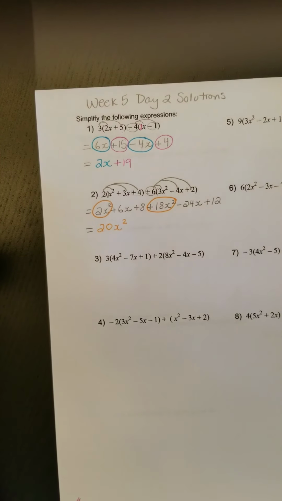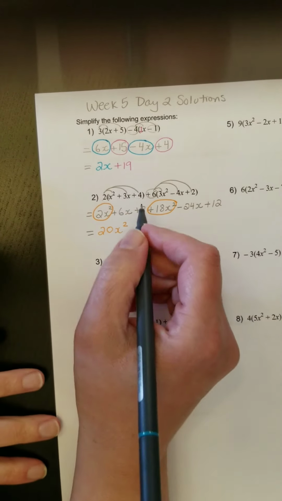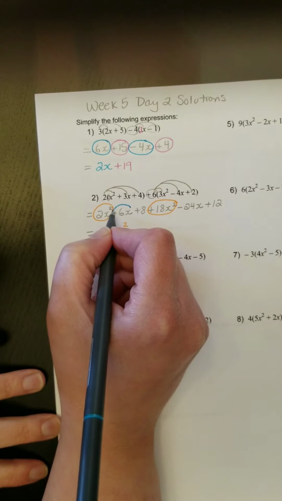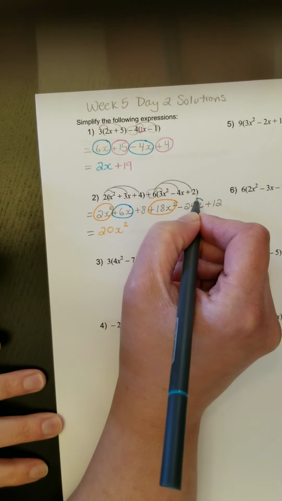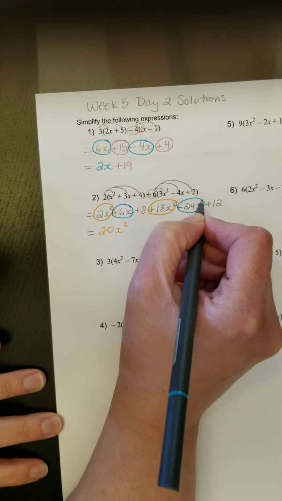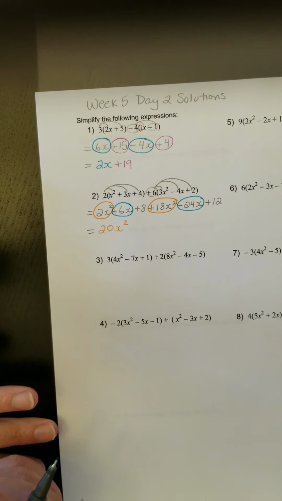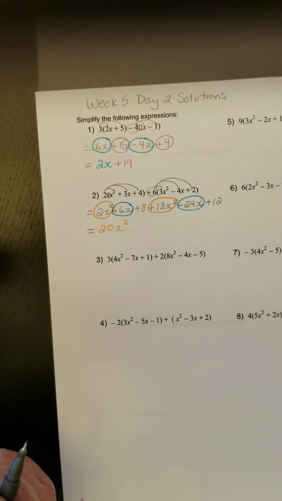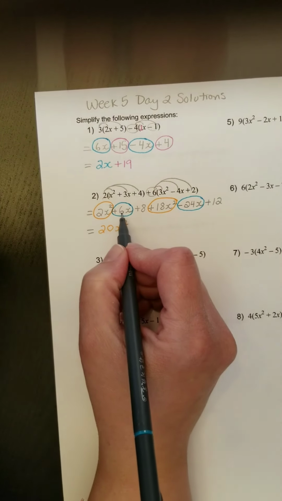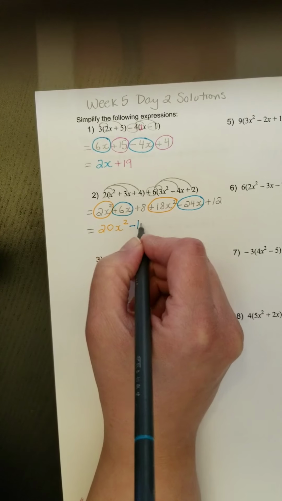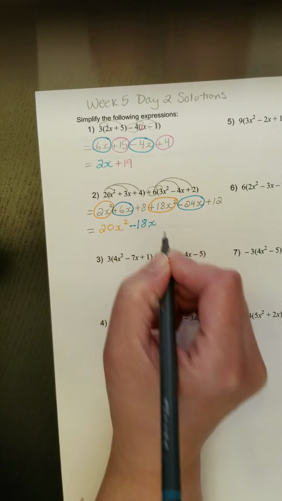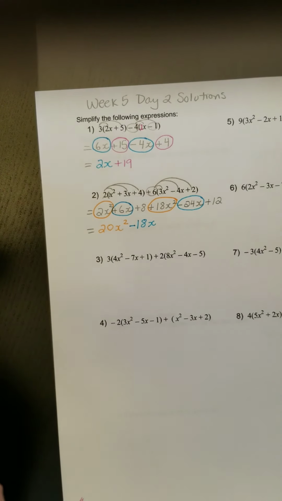Then I'm going to look at my x's for like terms. I have plus 6x. So this 6x is positive, and then minus 24x. So here you maybe need to use your calculator if you're not sure with the integers. I have 6x minus 24x. That's going to go into the negatives and give me negative 18x.